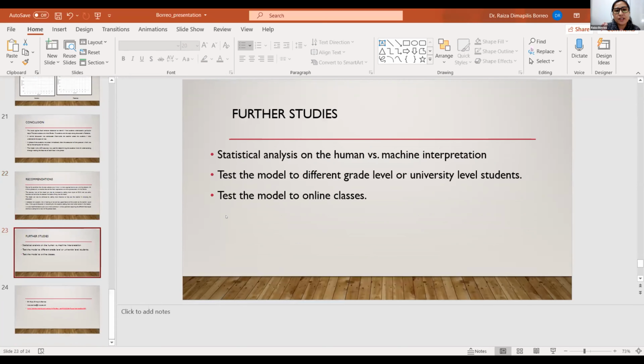And then further studies that I can recommend. Actually, I can recommend it to myself, because I've already started this study of comparing how the human and the machine are analyzing the facial emotions. It is recommended that statistical analysis be applied on the human versus the machine interpretation, and test the model to a different grade level or university level students. And of course, test the model to an online class. That will be my further studies.